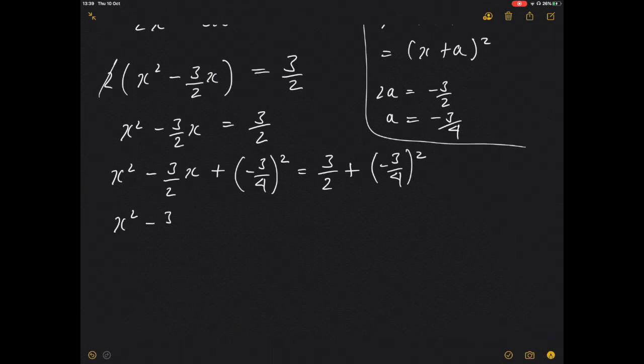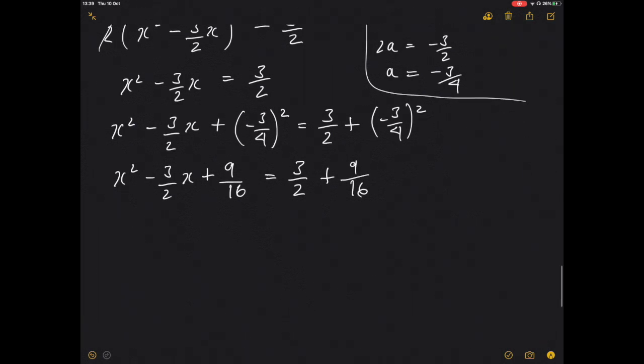We have x squared minus 3 over 2 x plus, that would be 3 squared is 9, 4 squared is 16. It's negative but because it's a squared term, that negative disappears, equals 3 over 2 plus 9 over 16. And here we have some of our fractions from last week, if you remember those as well. For like terms, we want to find a common denominator. Well, here the easiest one is 16. So we have to multiply this through by 8.